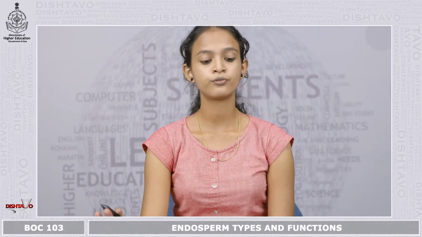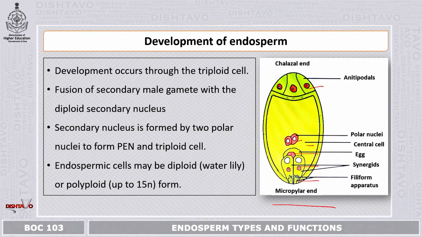Now the development of the endosperm, it is occurring through a triploid cell. That means it is a fusion of the secondary male gamete. The first male gamete is going to fuse with the egg cell and the secondary male gamete is going to fuse with the polar nuclei and form the secondary nucleus. Now the secondary nucleus is formed by the two polar nuclei to form the primary endosperm nucleus and is a triploid cell in most of the angiosperms. But it may sometimes be diploid, that is in water lily, and triploid or polyploid, that is up to 15N. Now these are the exceptions, but usually it is a triploid cell.